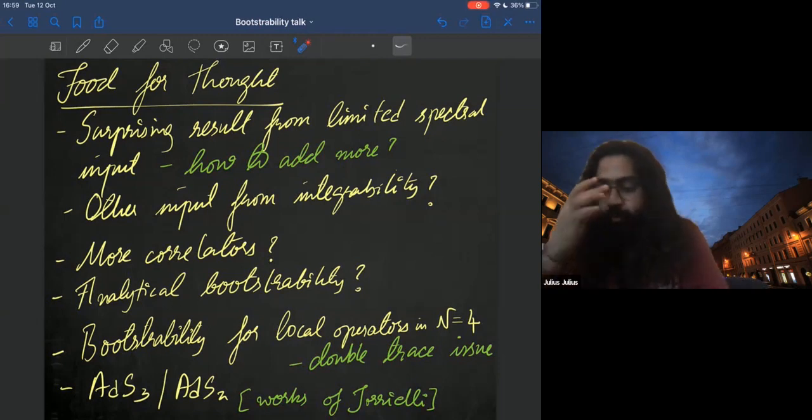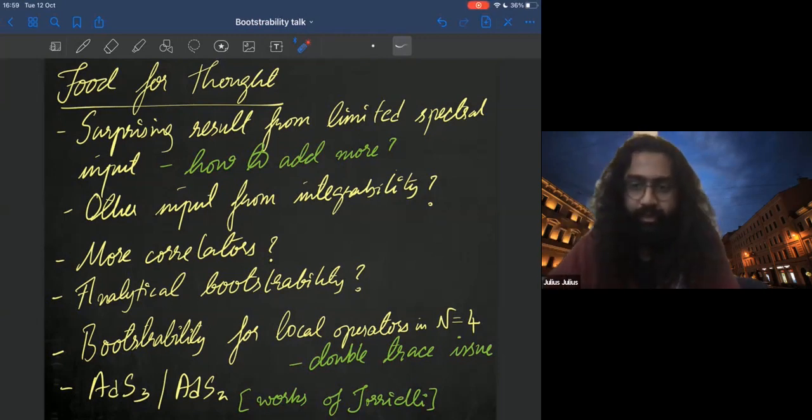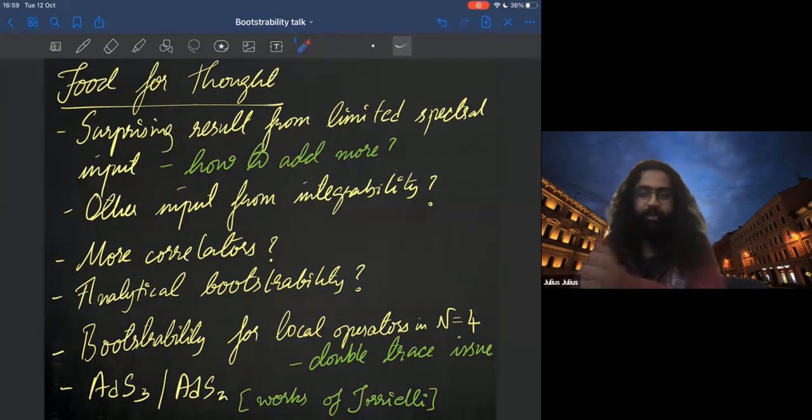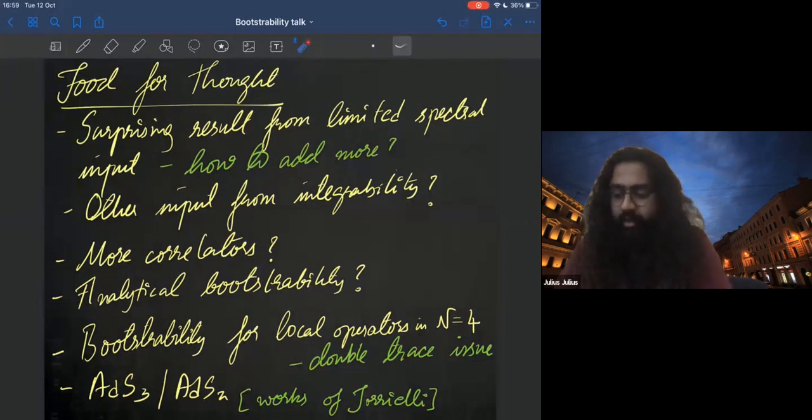Furthermore, is there a way to do this entire thing differently? What we did now was numerical, but is there a way to do it analytically? Of course, at strong coupling, maybe it's possible. At strong coupling already, Ferrero and Meneghelli have some results, but is it possible also in general to see some more analytic stuff?